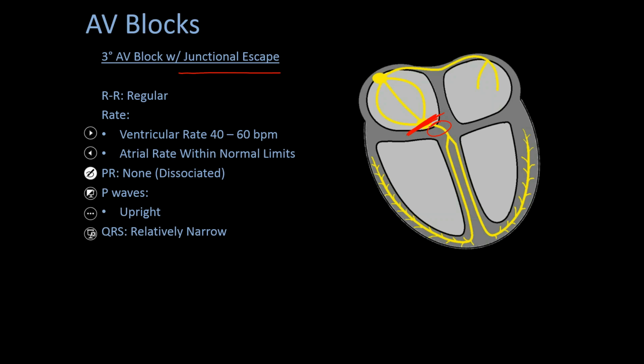So third degree AV block with a junctional escape rhythm: the SA node is still pacing the atria, resulting in atrial depolarizations. However, none of those impulses are reaching the ventricles. So the bundle of His in this scenario is able to pace the heart at a slower rate, usually between 40 and 60 beats per minute. And it is pacing independently.